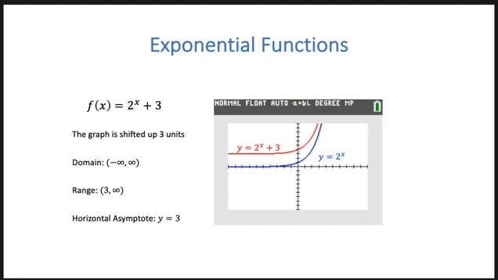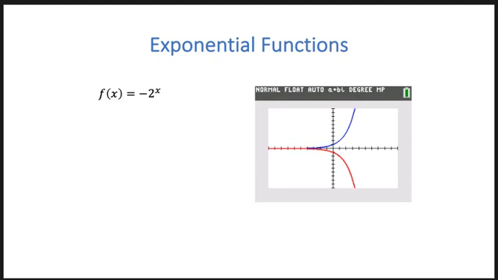Making sense, I hope. All right, another example. What about this negative sign? What's this going to do to the graph? Remember, the negative sign is a reflection, and this one is reflected over the x-axis.